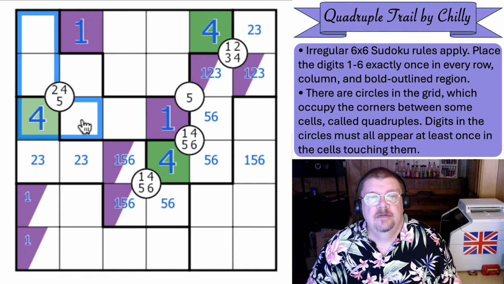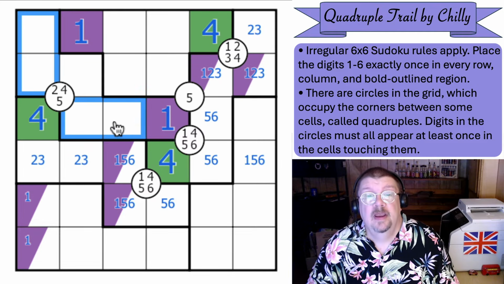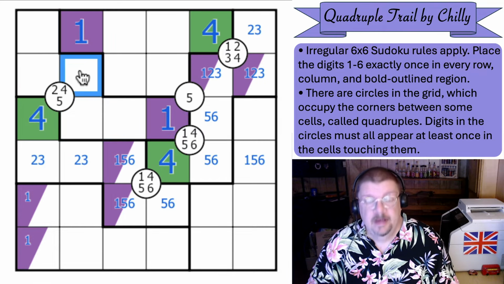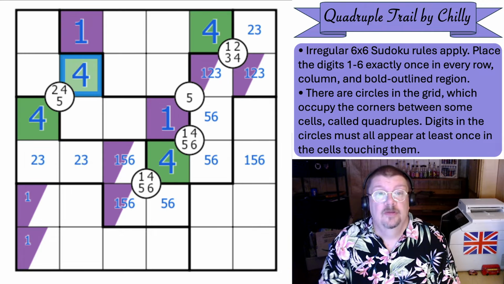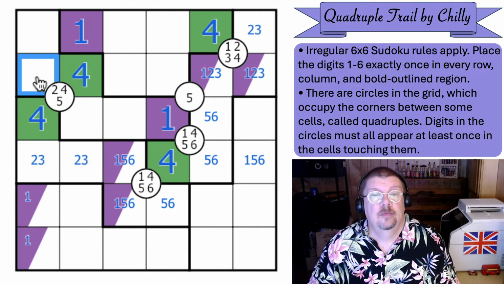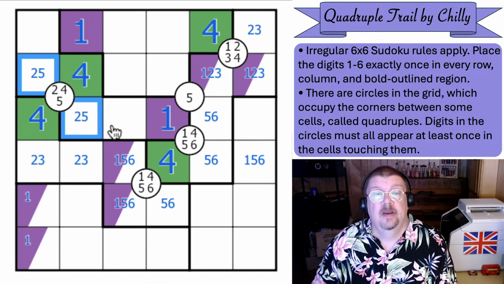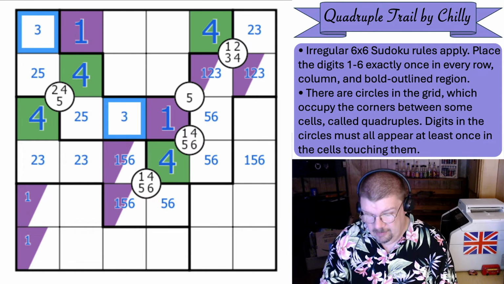Four in this region can't go into any of those cells, so in this region it must go there. So we're going to have duplicate 4s on this quadruple. That makes this a 2-5 pair, which then makes this a 3-6 pair.